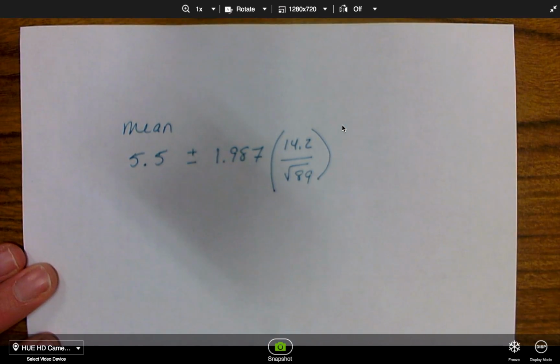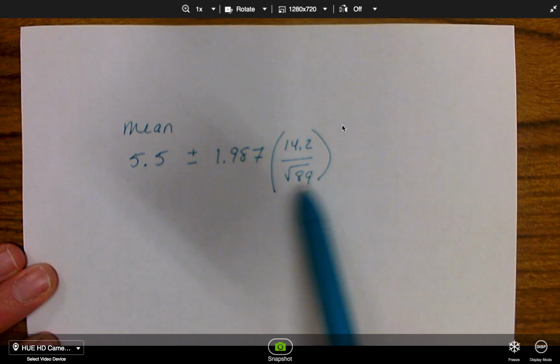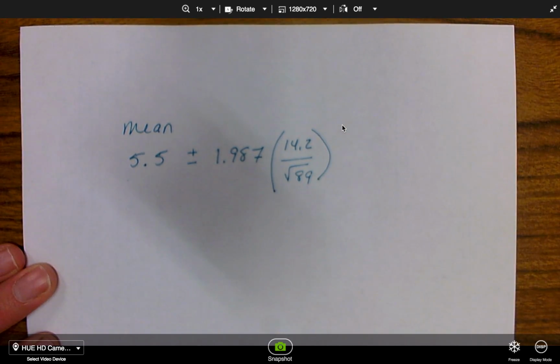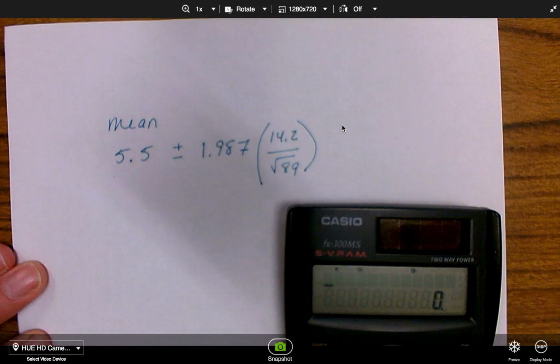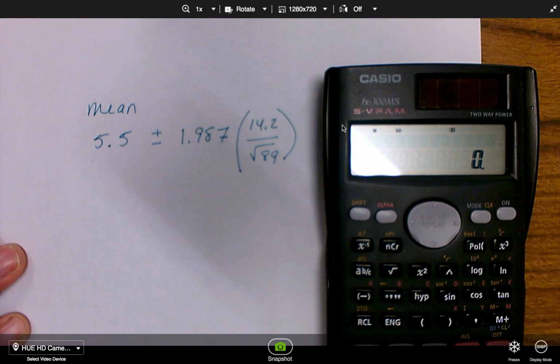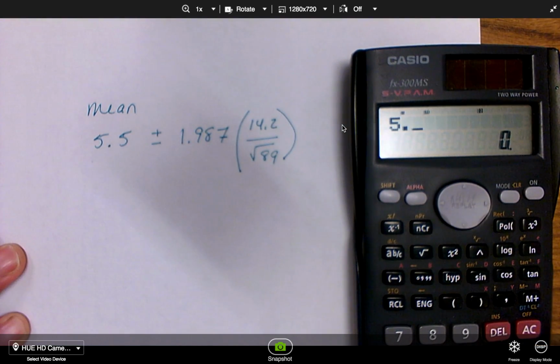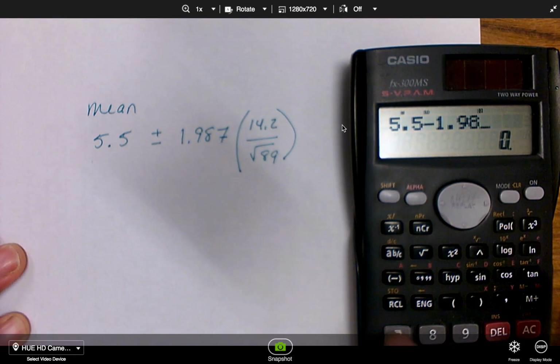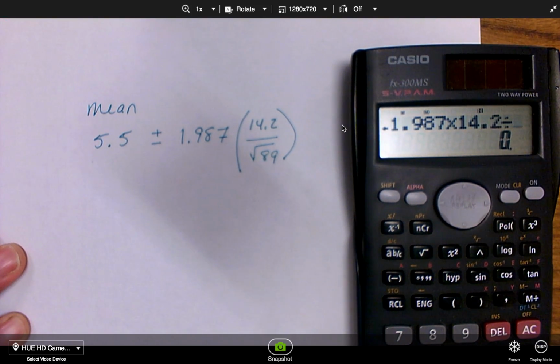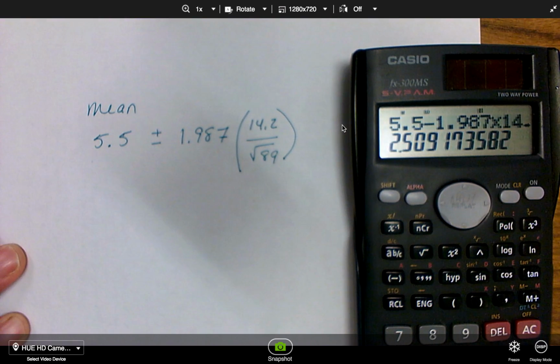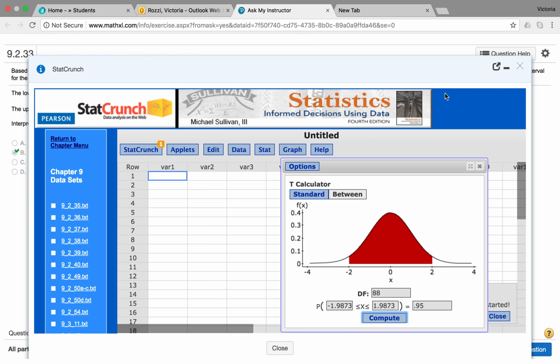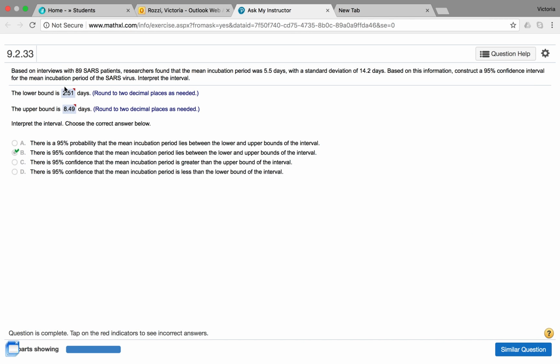Now when you go to plug this in your calculator, you want to do the entire thing at once. Rounding off any of these values can actually really throw off your calculation. So I'm just going to use my simple Casio here. It's a nice little calculator. I would take the 5.5, and the first thing I would do to get the lower bound is subtract 1.987 times 14.2 divided by my square root of 89. And I'm getting 2.509. So let me just see what they were getting here. I forget what the value they got was. And that's about what they were getting.